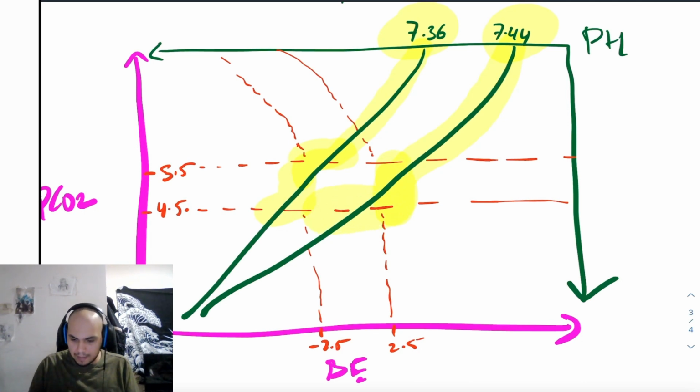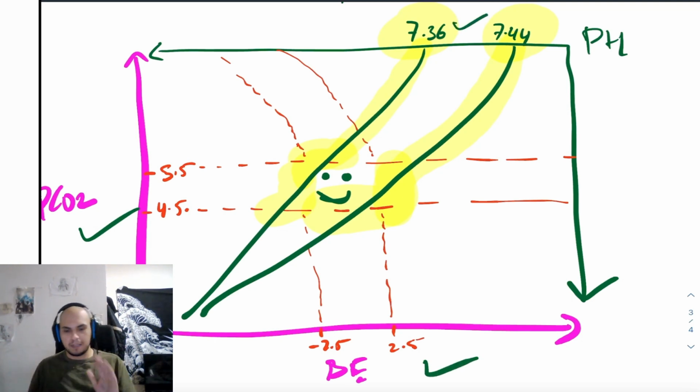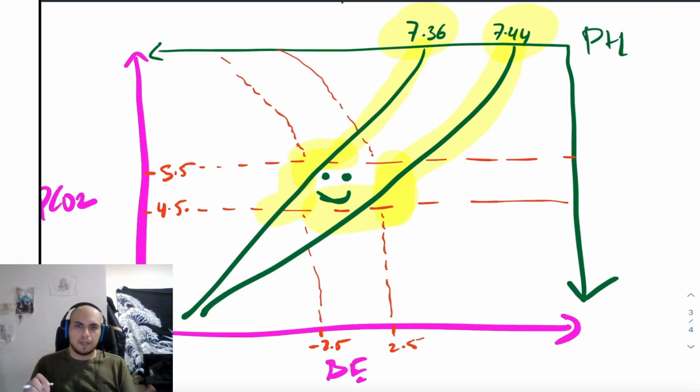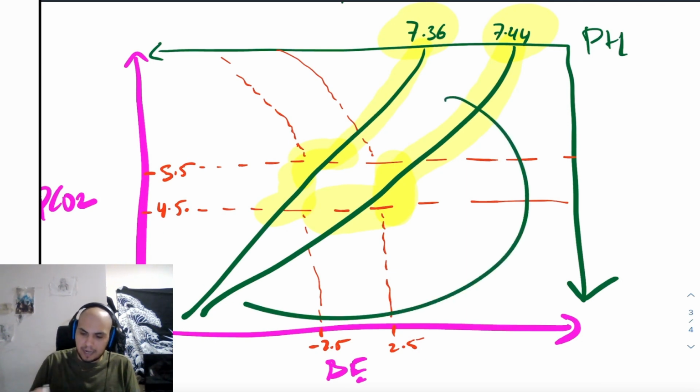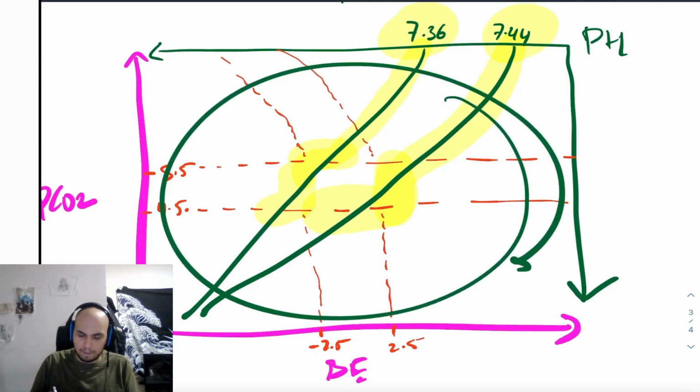So realistically, this is your safe zone. Why is it your safe zone? Because PCO2 is good, base excess is normal, and pH is normal. So this is the perfect place to be in. Though in reality, we know it's not that easy, and obviously if you have a metabolic disorder or respiratory disorder, it will be outside of this safe zone.